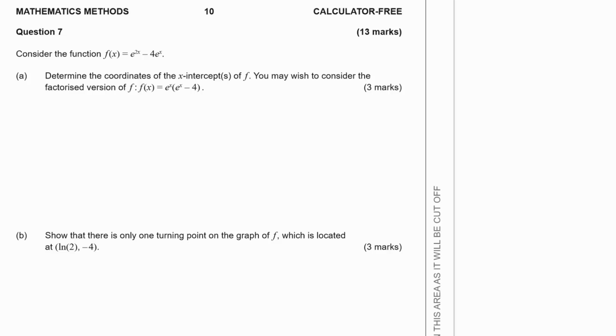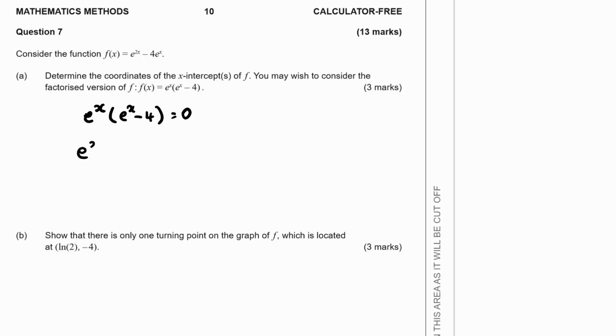Consider the function f of x is e to the 2x minus 4e to the x. Determine the coordinates of the x-intercepts of f. You may wish to consider the factorized version of f. f of x is e to the x take away 4. So if we're after x-intercepts, e to the x take away 4 is equal to 0.